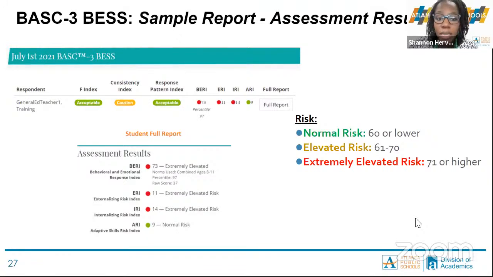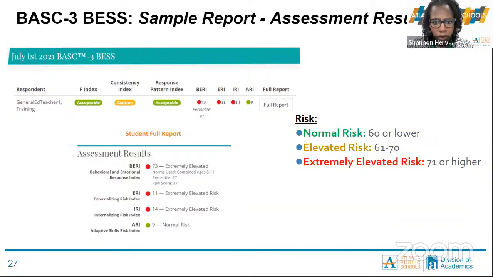Let's start by taking a closer look at our sample report. At the top of the score report, you see who the rater or respondent was, the validity index summary, and the assessment results at a glance. If you look in the column that says assessment results, you see the BERI, or the Behavioral and Emotional Risk Index, which indicates how far away from the norm average your student scored.